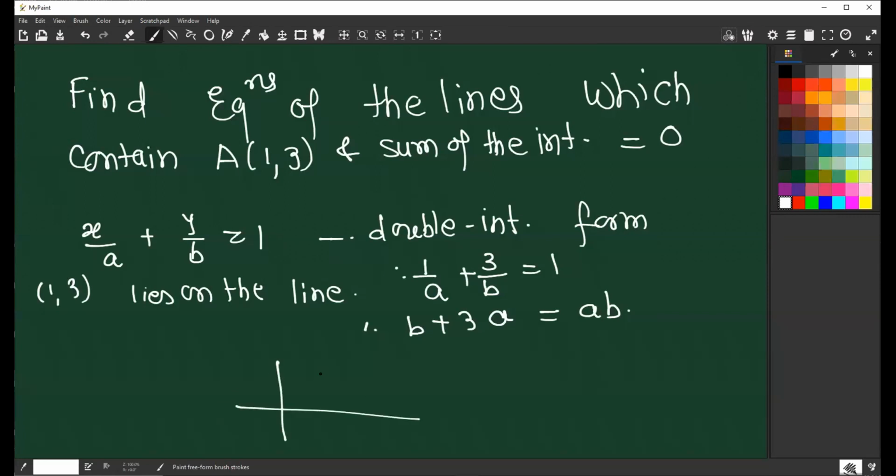See, you have to just be logical. This is (1, 3). So sum of the intercepts is 0. So it will go like this. If x is negative, y will be positive. If x is positive, y will be negative. That is, वो तो possible ही नहीं है यहाँ से. First quadrant में point है.